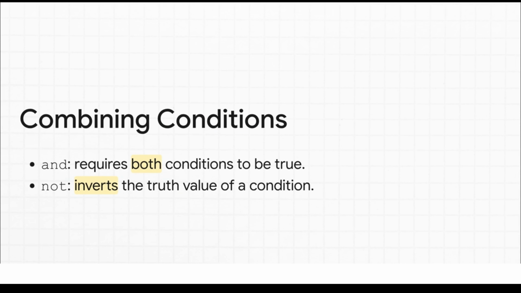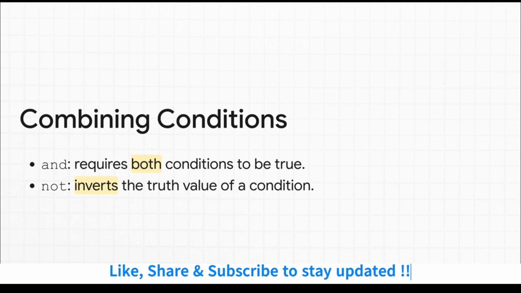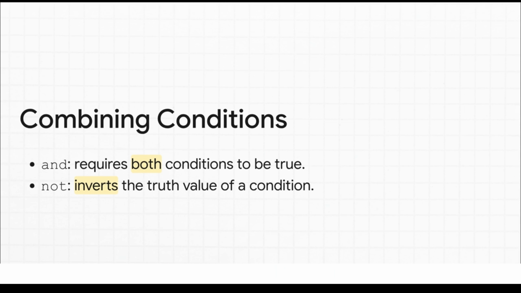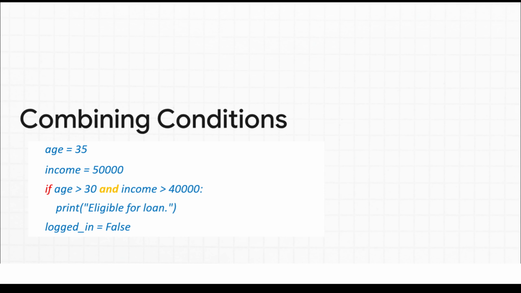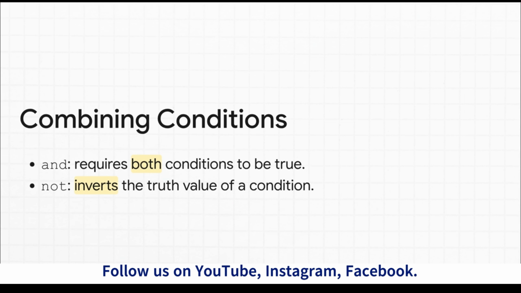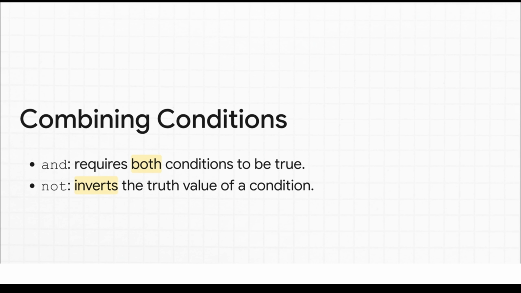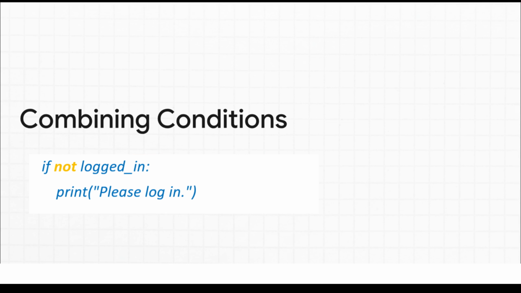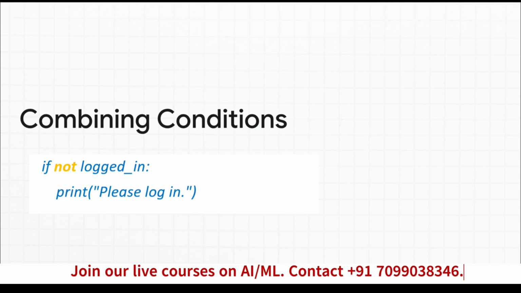But we can get even more sophisticated with our questions. Sometimes you need to check multiple things at once. That's where logical operators come in. With and, both conditions have to be true for the whole thing to be true. You can't just have one. So age greater than 30 and income greater than 40,000. Both have to hit. Then there's not, which is awesome because it just flips the whole thing on its head. So if not logged in is a really clean, really easy way to say, hey, if the user isn't logged in, do this. It makes your code so much easier to read.